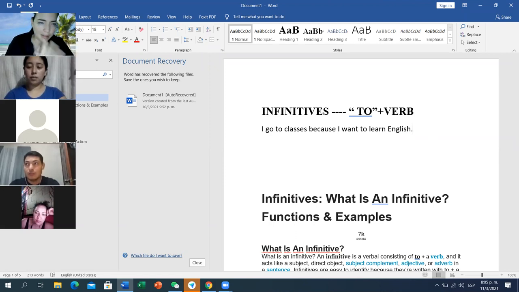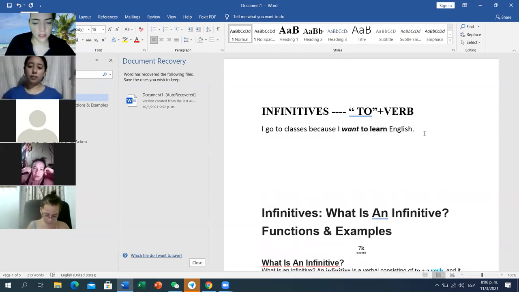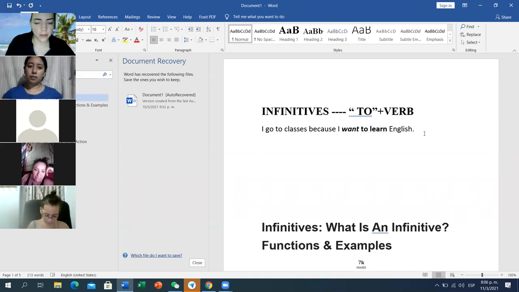Ahorita están como un poco confusos de qué me estoy refiriendo. But if you pay attention here, I use different words. The to, okay. I want to learn English. So I have something that is important, that I have a goal, I have an objective, I have something that I want to do. So to learn, I didn't conjugate, okay? It's talking about the infinitive. No conjugation.